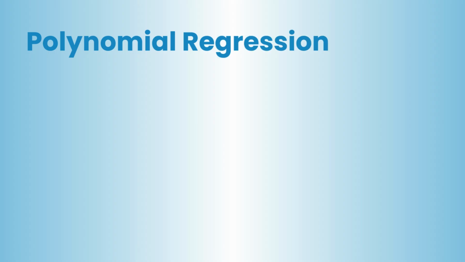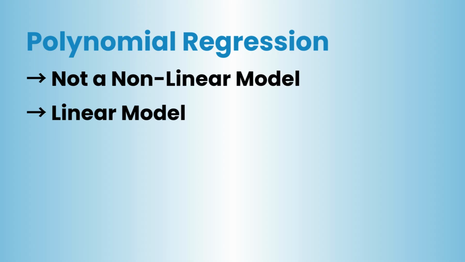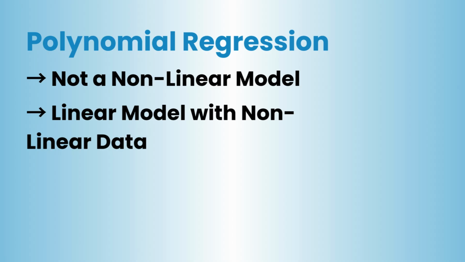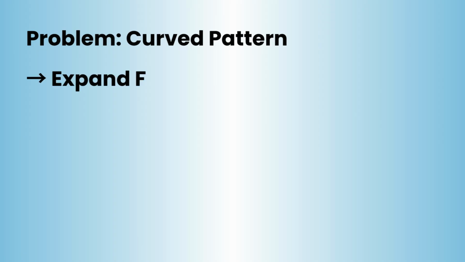The key idea here is subtle but powerful. Polynomial regression is not a nonlinear model. It is a linear model applied to nonlinear features. All the complexity lives in the input transformation. The optimization stays simple. So, we started with a problem, a curved pattern that a straight line couldn't capture.